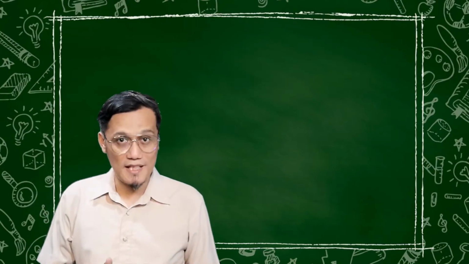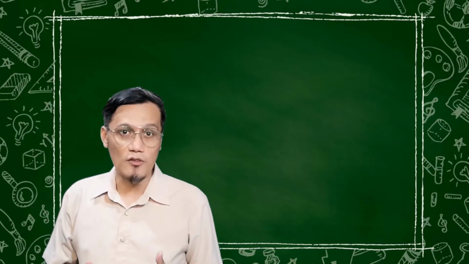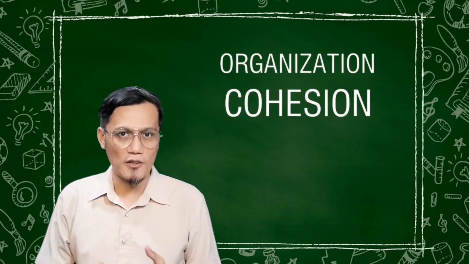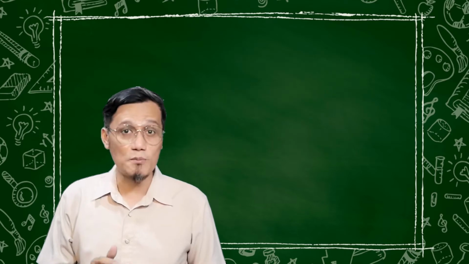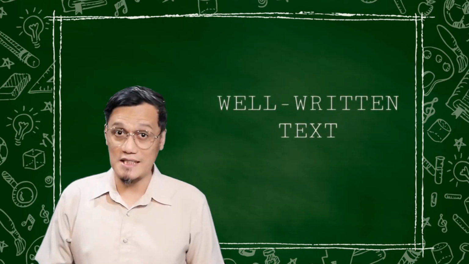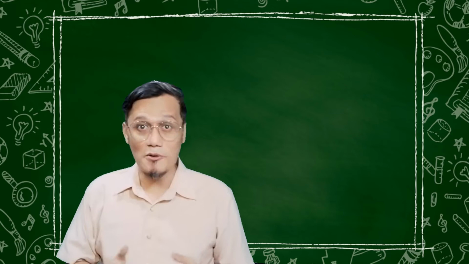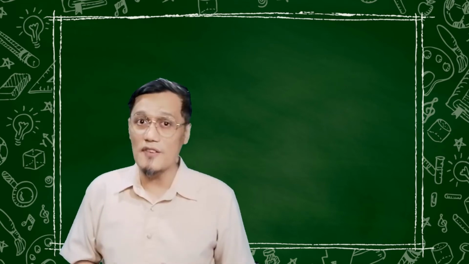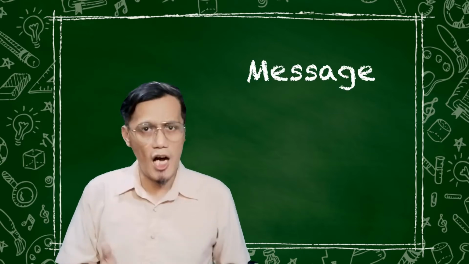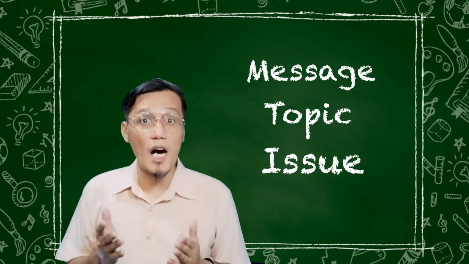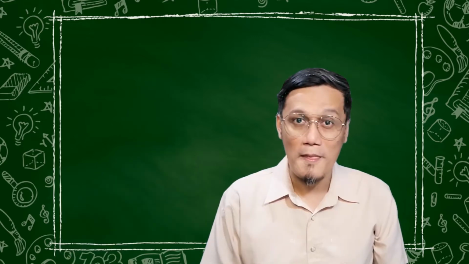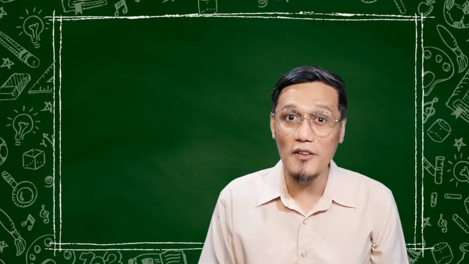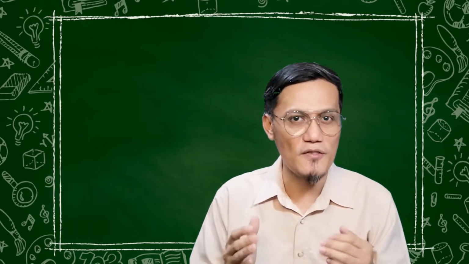In your previous lesson in reading and writing, you have learned how organization, cohesion, and coherence are all important properties of a well-written text. And by well-written text, we mean that it is a text that effectively conveys the message, topic, or issue to an intended audience. Before we go straight to your next topic, why don't we have a quick recap of your previous lessons?